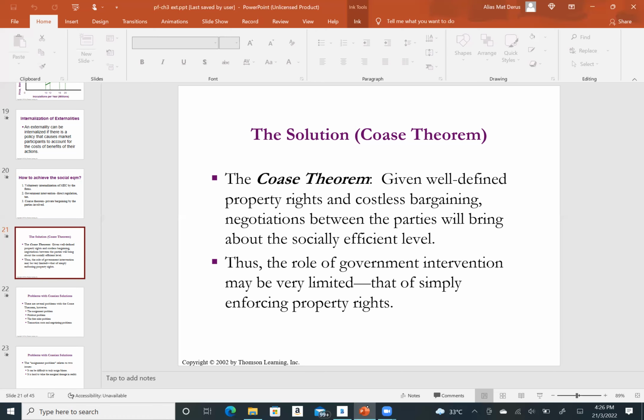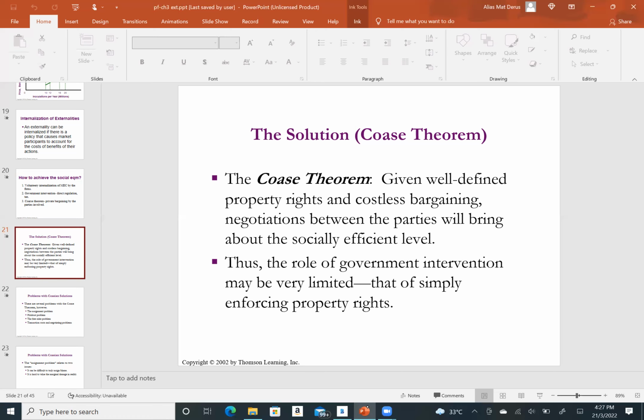If these two are true, then what? Then the private bargaining between the parties involved will lead to what? Will lead to the socially efficient outcome. Socially efficient outcome. So socially efficient outcome will mean the quantity and the price.